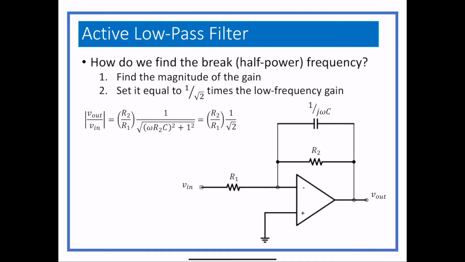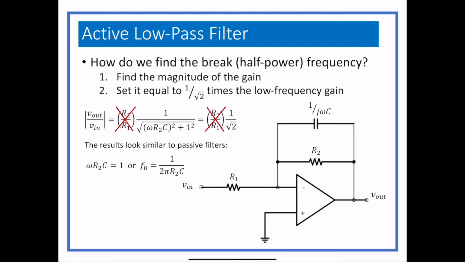So when we do that, we've got R2 over R1 on both sides, so we can get rid of those. And you will see a reference to passive filters because this actually does come out to be really similar to that. We basically end up with omega R2C equals 1 in order to make this equation come out, since we have 1 over something plus 1 equals 1 over square root of 2. So that means that the break frequency is 1 over 2 pi R2C. And you've seen 1 over 2 pi RC before. When you do passive filters, that's how you find the break frequencies. You just do 1 over 2 pi RC.